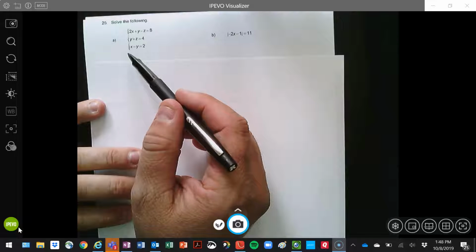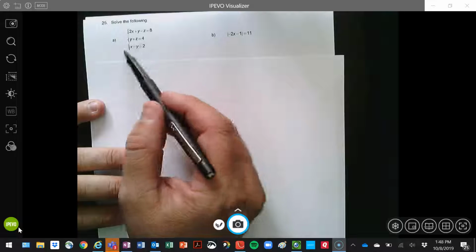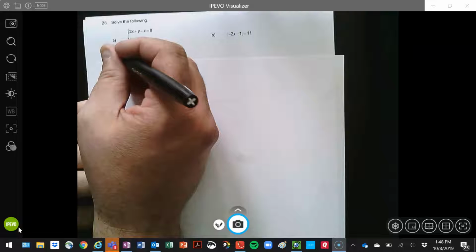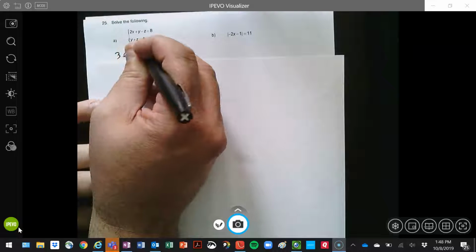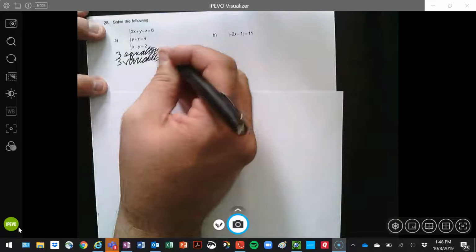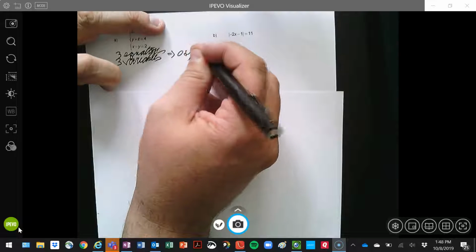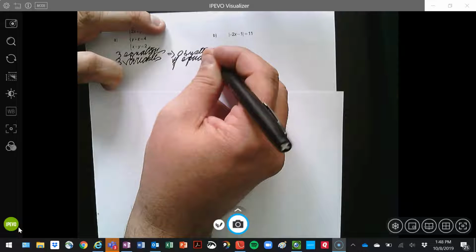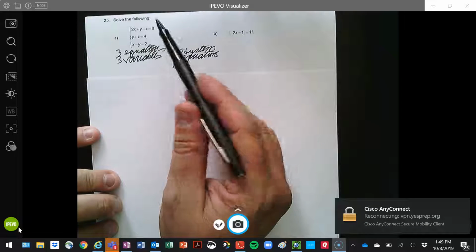In 25a, I've got 1, 2, 3 equations. I have an x, a y, and a z. I have 3 equations, 3 variables. This is what we call a system of equations, and I know that you all have spent so much time in Unit 2 solving systems of equations. The goal here is to figure out what x is equal to.